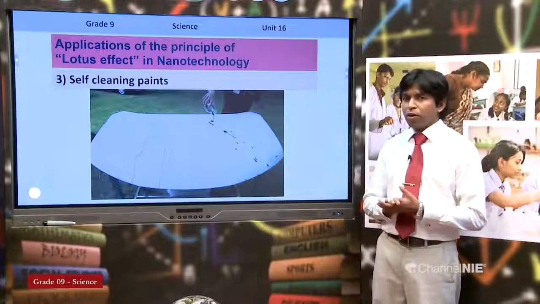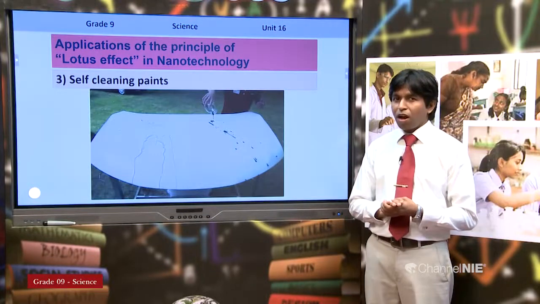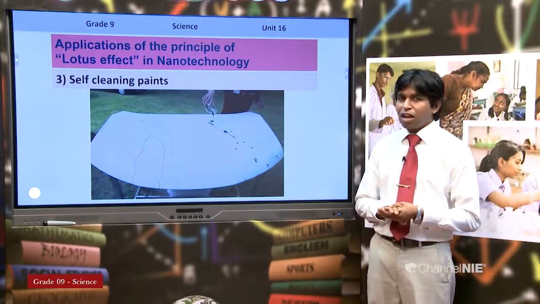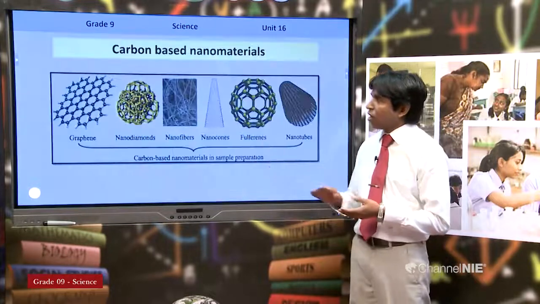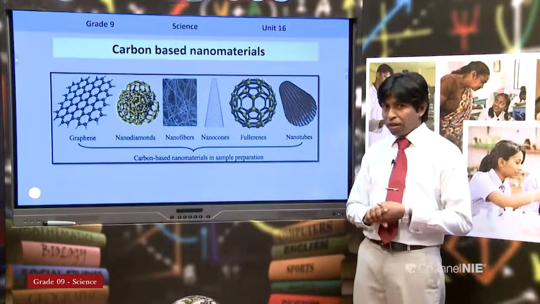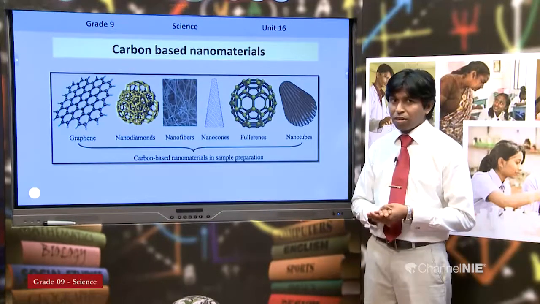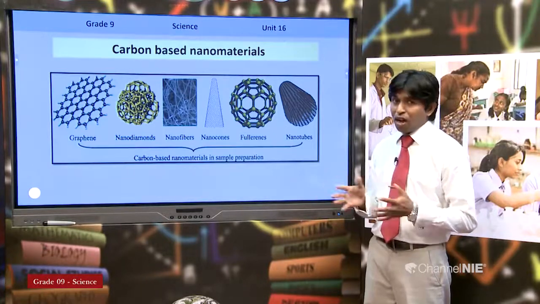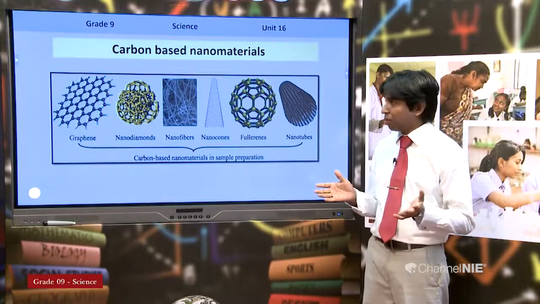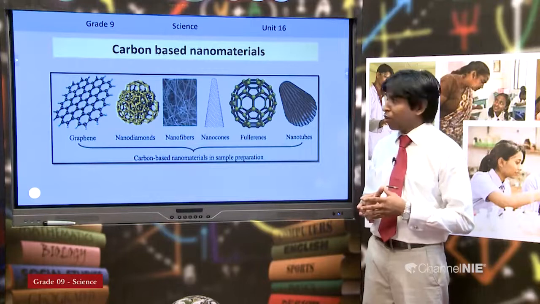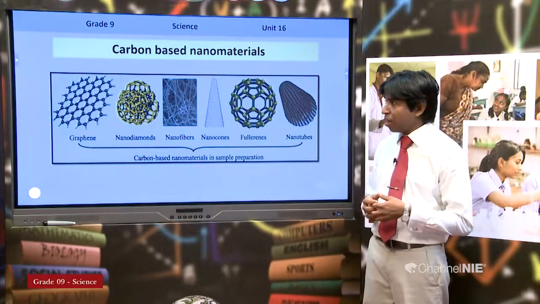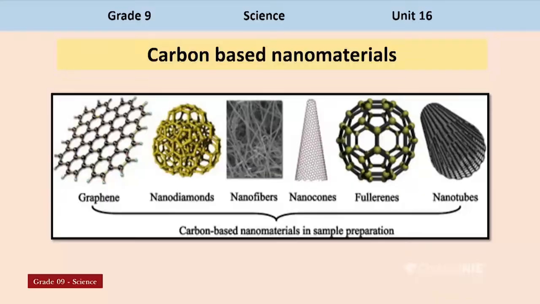Now, the next part we are going to discuss is the chemistry of carbon. Carbon based nanomaterials. Carbon is the most widely used element in nanotechnology. There are more than 100 elements. You have heard about the periodic table, which contains more than 100 elements. Carbon is very important in nanoscience.